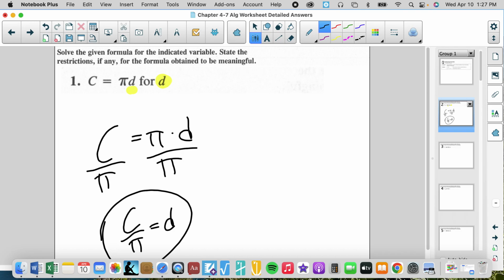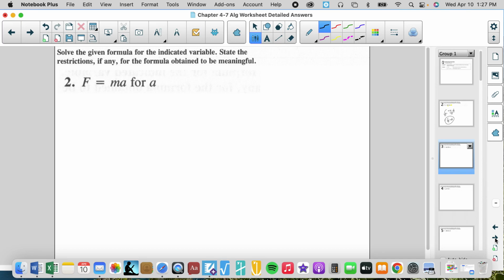It says state the restrictions. There are no restrictions because pi is a symbol for a numeric value, and that numeric value, 3.1415926535897932338, is not going to be 0. I memorized those. No, I didn't. I'm reading it off of a chart. The only restrictions are that a variable in the denominator cannot be 0. Pi is not a variable. It's a symbol for a numeric value. It's just a placeholder for a number.